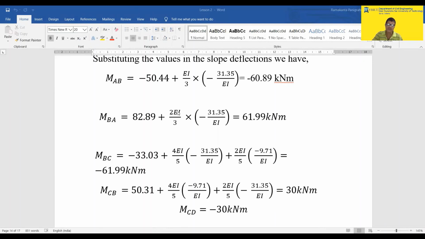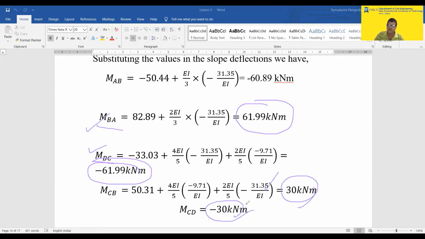Now again we can check here whether the answers are wrong or correct. You see here it is coming 61.99 kilonewton meter for MBA, and MBC is coming minus. So at joint B, both moments combine to give 0. So it is correct. Well, MCB is coming plus 30 and MCD is coming minus 30. So this answer is also correct.